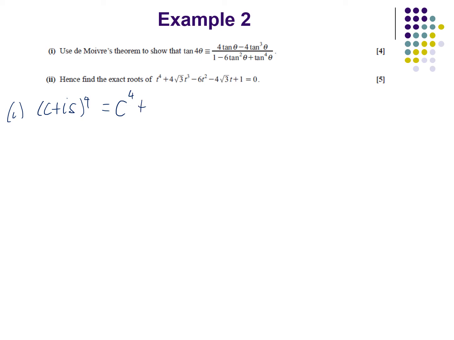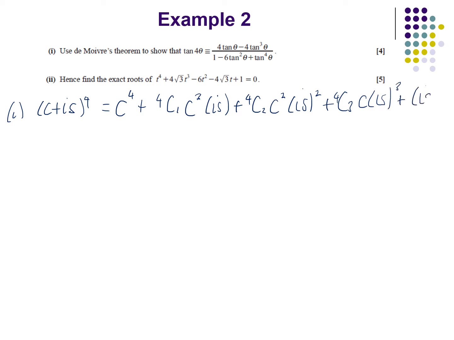c to the 4, 4 choose 1, c cubed is, 4 choose 2, c squared (is) squared, 4 choose 3, 1c, 3 of those, and then the last term is, sorry, the writing's a bit messy there, the last term is 4 of those. c to the 4, 4 choose 1 is 4, so 4c cubed is. Okay, 4 choose 2 is 6, but i squared is -1, so I get a -6 c squared s squared. 4 choose 3 is 4, but I've got i cubed, so remember i cubed is -i, so I get -4 c s cubed i, and then the last one's going to give me plus s to the 4.